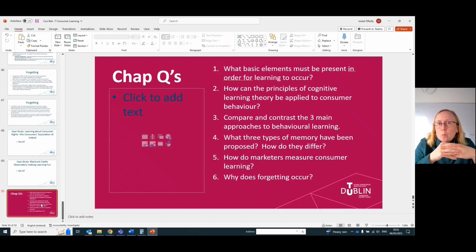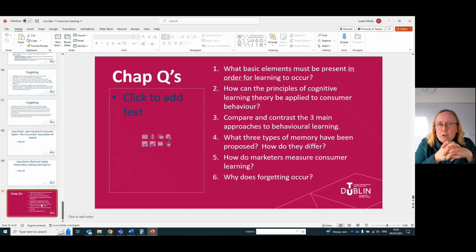So question 1, what basic elements must be present for learning to occur? That would likely be a very short question, 10 marks or less. Question 2, how can the principles of cognitive learning theory be applied to consumer behavior? You need to go back and reread the notes and then answer that question. That is likely to be a 20-mark question, so 20 minutes that you would spend on it in the exam situation, and possibly a page to a page of writing.